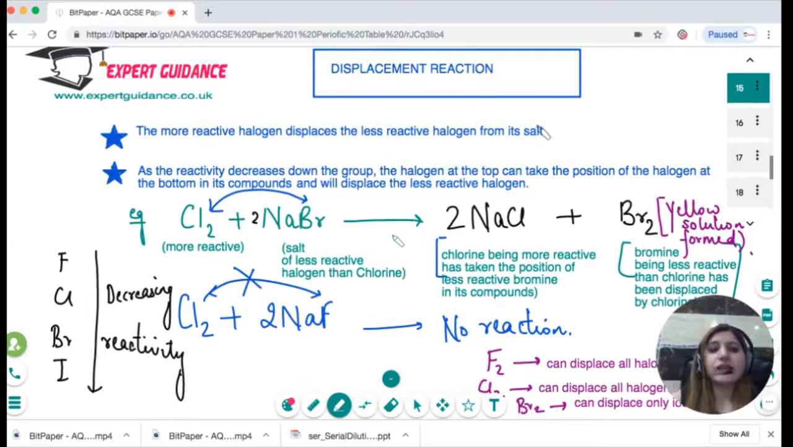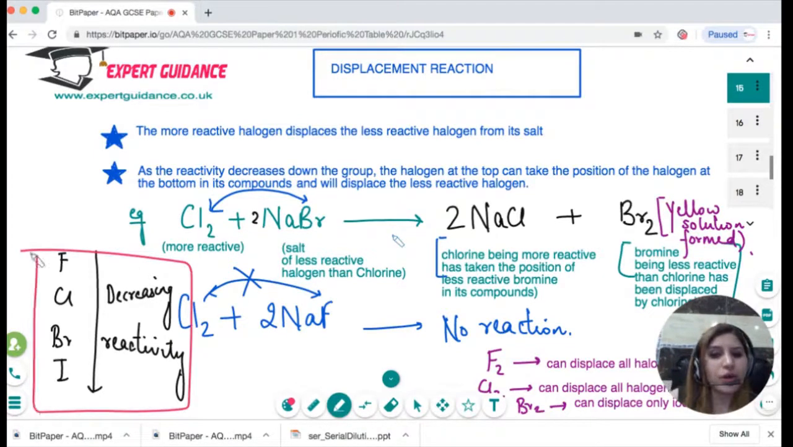Okay, now this is a very, very important reaction, which is the displacement reaction. This is the only reaction in halogens which requires a bit of understanding. It's easy if you understand it properly. A more reactive halogen will take the position of the less reactive halogen in its salt. Now, what is the most reactive halogen? The halogen at the top will take the position of the halogen at the bottom, provided the bottom halogen is in the form of a compound.